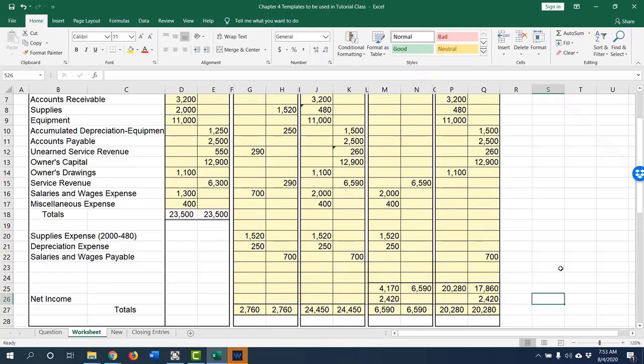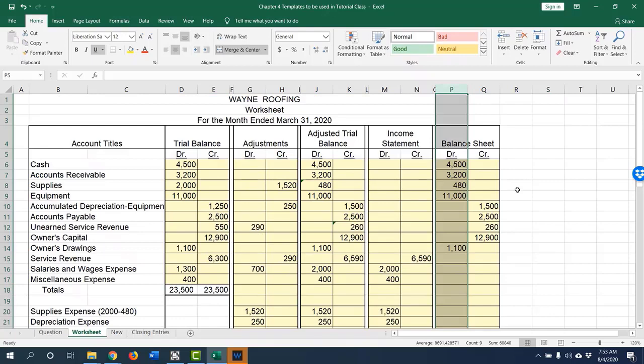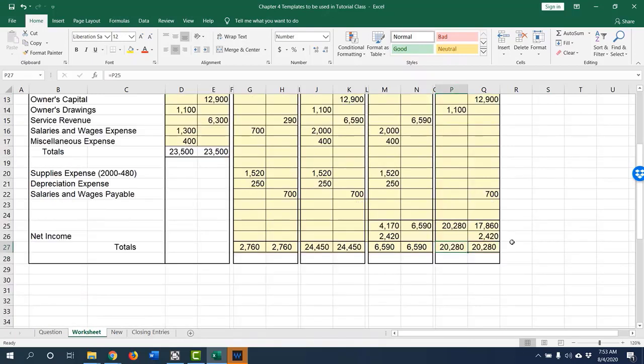So after the worksheet, you can find out your net profit or net income. And after the profit, you can also find out the value of your total assets. The value of your total assets is on the debit side, so the value of your total assets is 20,280. And the total of your liabilities and owner's equity is also 20,280. So it also verifies our accounting equation that assets must equal liabilities plus owner's equity.